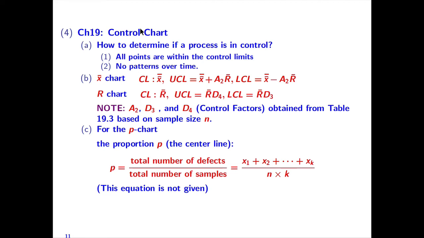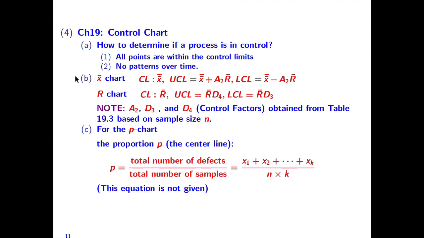For chapter 19, the control chart, I would like to mention the following. A. How to determine if a process is in control will be based on the following two conditions. Condition number 1, all points are within the control limits. Condition number 2, no patterns over time.